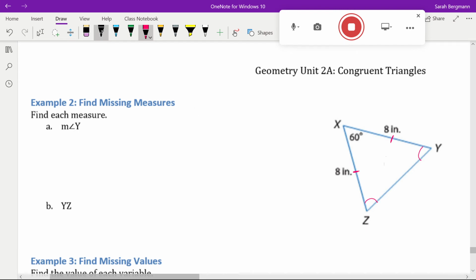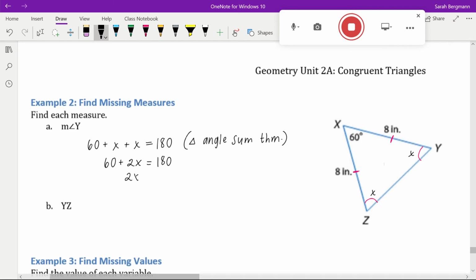Now, knowing that these two must be congruent, I can call them X and X. So now I can write this equation. 60 plus 2X must be equal to 180. That's called the triangle angle sum theorem. Now to solve this, I would combine my like terms, subtract 60 on both sides, and finally divide by 2. So I know that the measure of angle Y must be equal to 60.